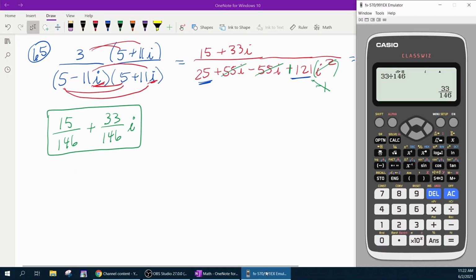And just for fun, we're going to see if it'll recognize this needing to be rationalized. So with our fraction button, we're going to put in 3 over 5 minus 11i. And fingers crossed, bam! Look at that. The Casio automatically recognizes that as something that needs to be rationalized, and it gives us the answer in standard form. Again, that is fantastic.